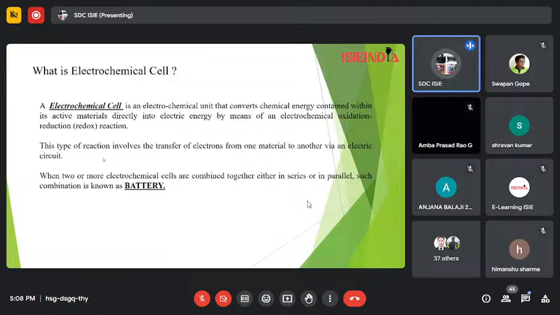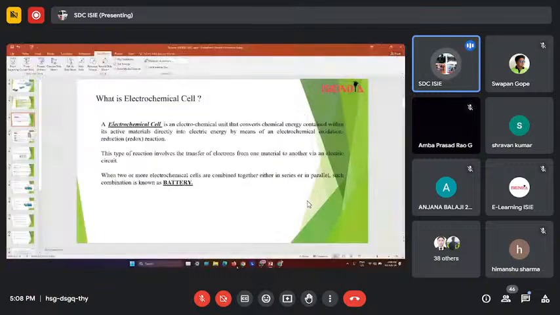There the reaction happens, oxidation and reduction. The oxidation happens and the reduction happens, so the electrons are released and electricity is generated. We can also store the energy, the electricity, inside them.